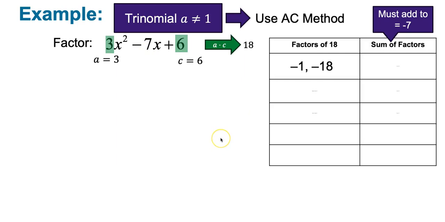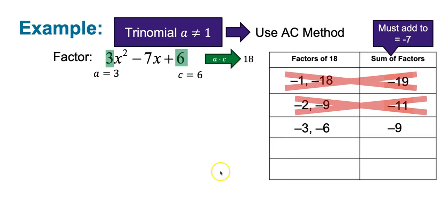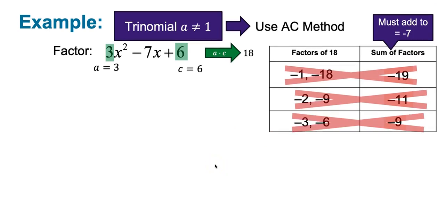Here's our first factor pair. It does not work as it does not add to negative 7. The next factor pair also doesn't work. Neither does the next factor pair. And that's all the possible factor pairs of 18.